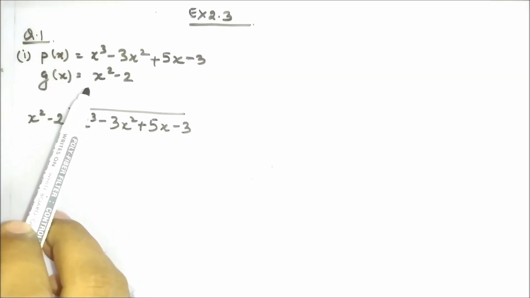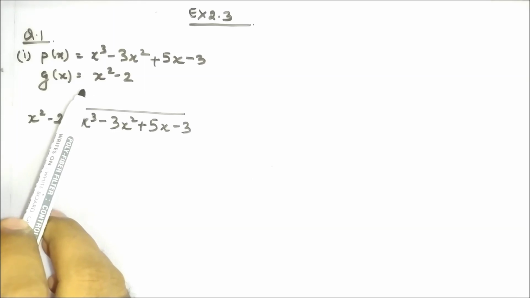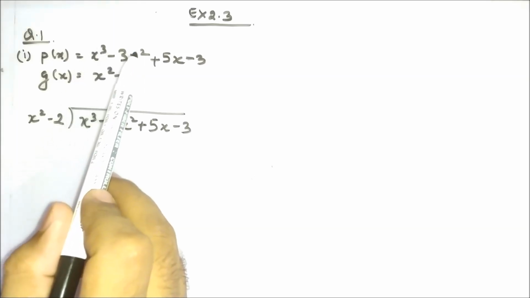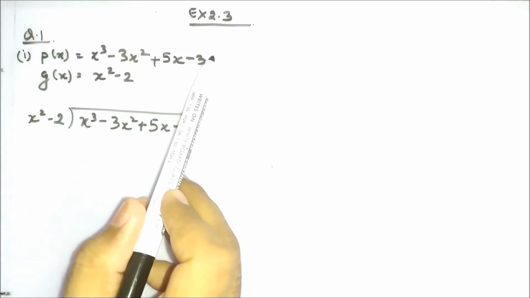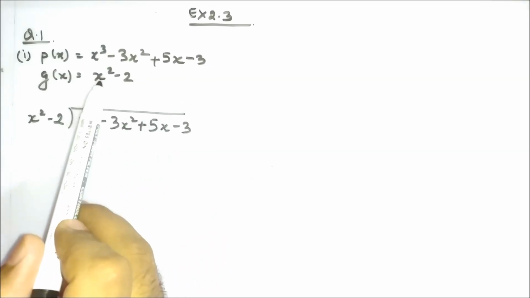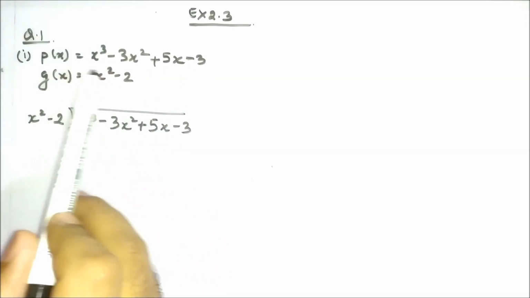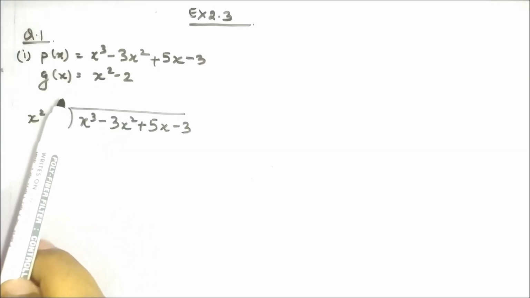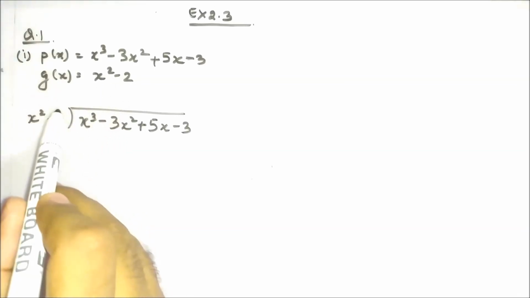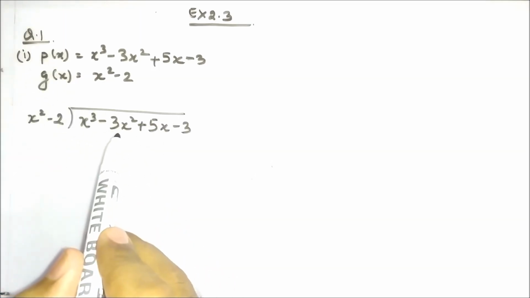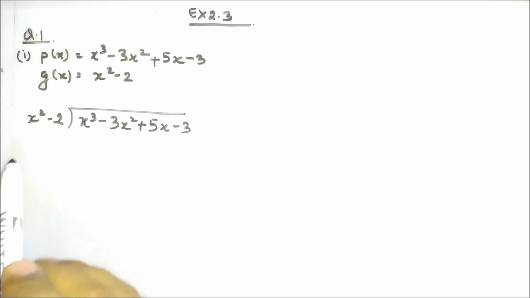So first thing you need to check is the power of the variables should be in decreasing order. Here x power is 3, x power 2, x power 1, and here x power 0, constant term, so x power 0. So the powers are in decreasing order. Here also power is 2, here power is 0. Again we have a decreasing order. So first thing is to check the decreasing order of the power. Now if you need to divide this, we have to put this in this order. This px will be the dividend and gx will be the divisor.